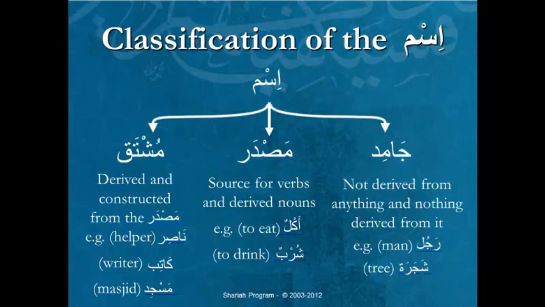On the other hand, we have aklun and shurbun. Aklun means eating and shurbun means drinking. In other words, the act of eating and the act of drinking. So there's actions, there's no tense. Because if you have a tense, then it becomes a verb.